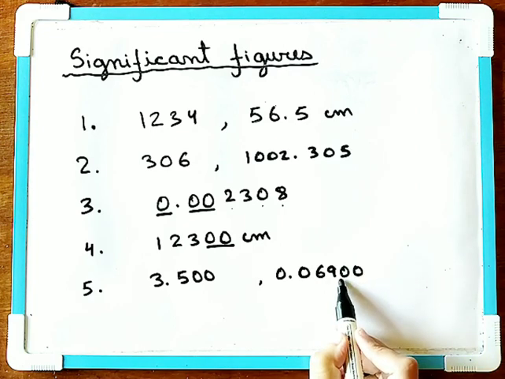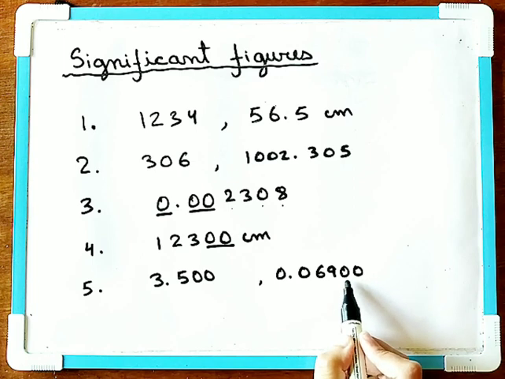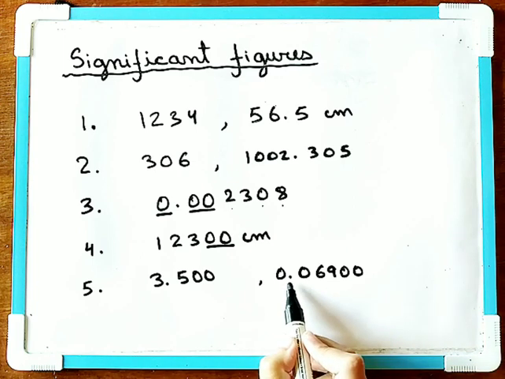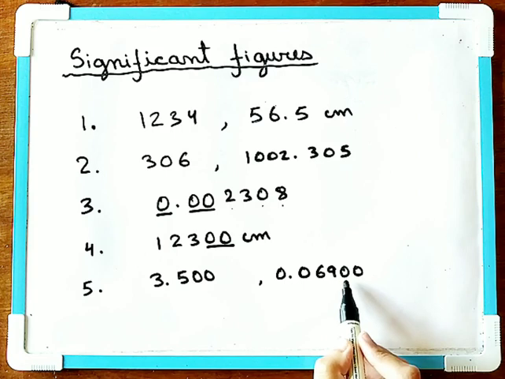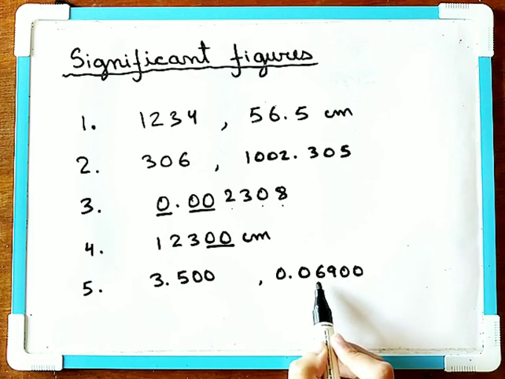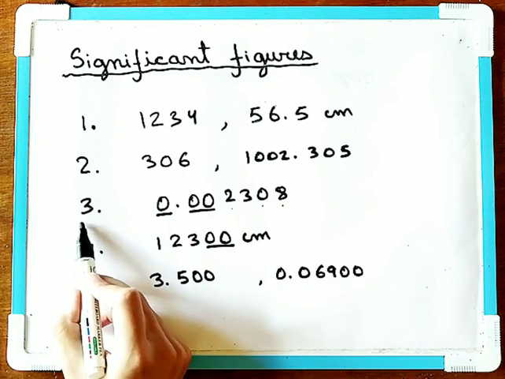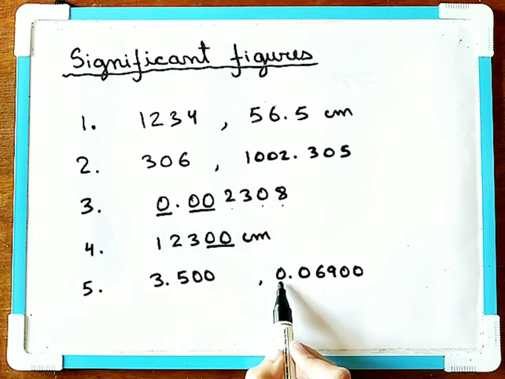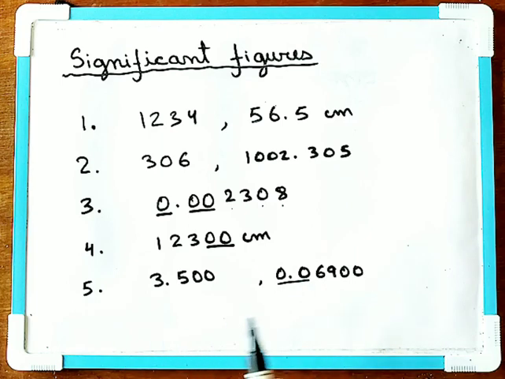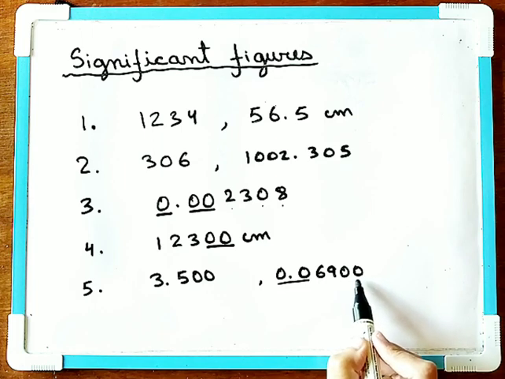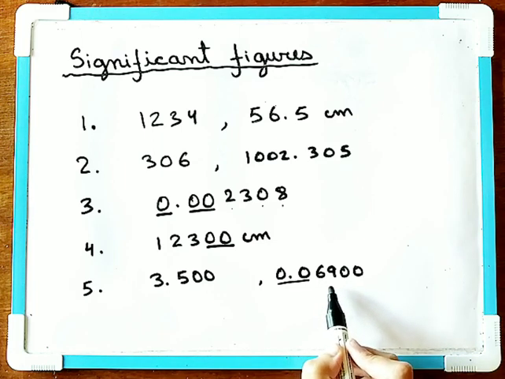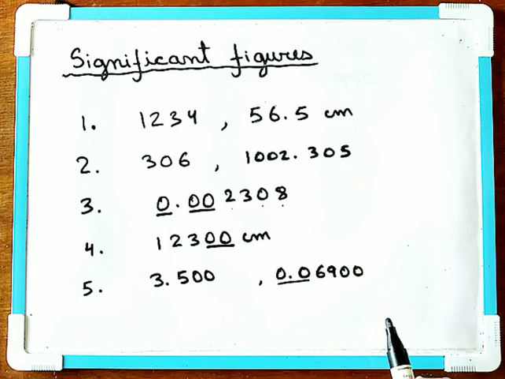Now these two trailing zeros are significant because they are after the decimal point. So here we have 1, 2 which are significant, then the 9 and 6 are significant, and these two zeros here are not significant using the third rule. Using the fifth rule, the 0 here is significant. So in this case we have 4 significant figures.